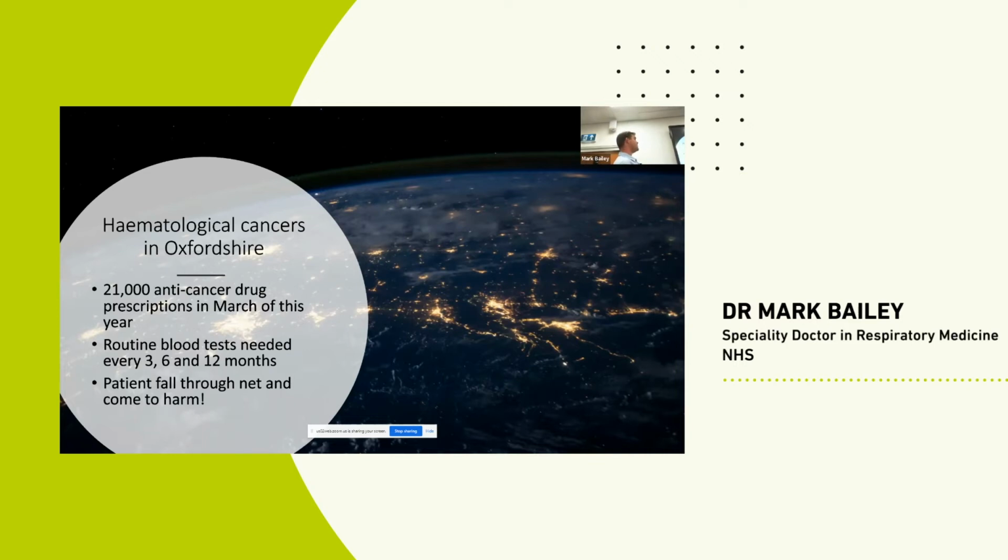21,000 anti-cancer drugs are prescribed in March, just one month of this year, for blood cancers. Now, they have electronic prescribing in Oxford, but for each prescription, you have to manually open the system, find the patient, click the drug you want, put the right dose in, and send it off. And also when a patient starts any of these drugs, and even after they've been on them for a while, you need to have blood tests. Again, you need to log into the system, you get the point, and send off the bloods, and the patient has to come and get them done. Someone has to check them.